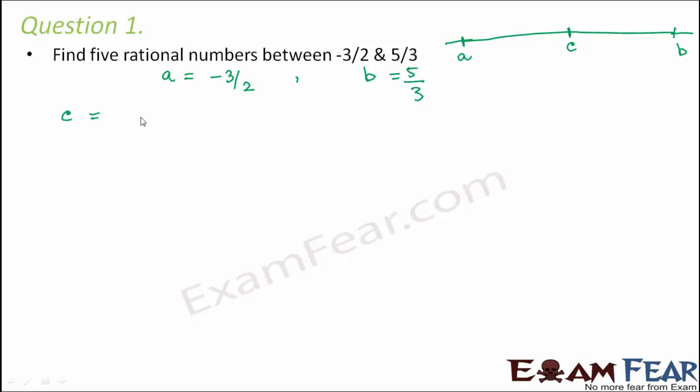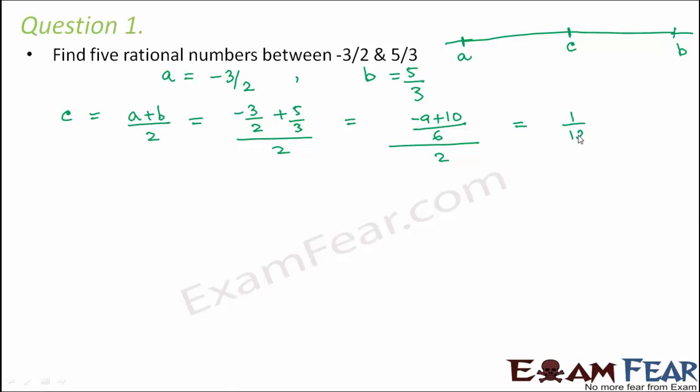So let us try to find the mean of A and B, which would be C. So C would be equal to the mean of A and B, that is (A plus B) divided by 2. So that would be (minus 3 by 2 plus 5 by 3) divided by 2. This would be equal to ((minus 9 plus 10) divided by 6) divided by 2. So this would be equal to 1 by 12. So 1 by 12 is one such number.